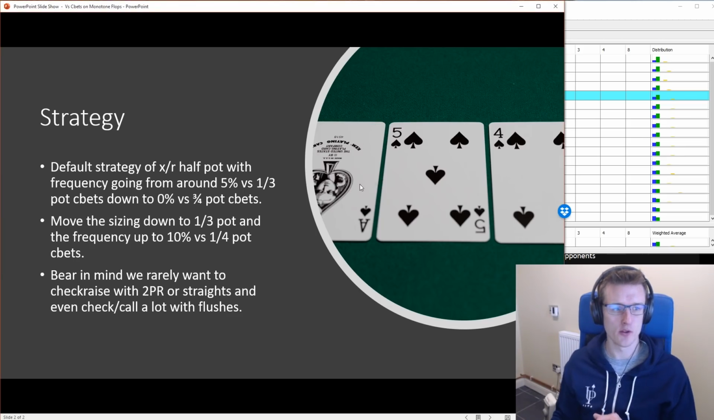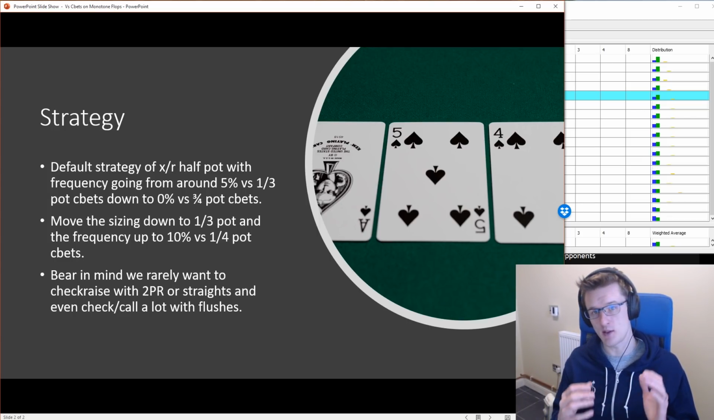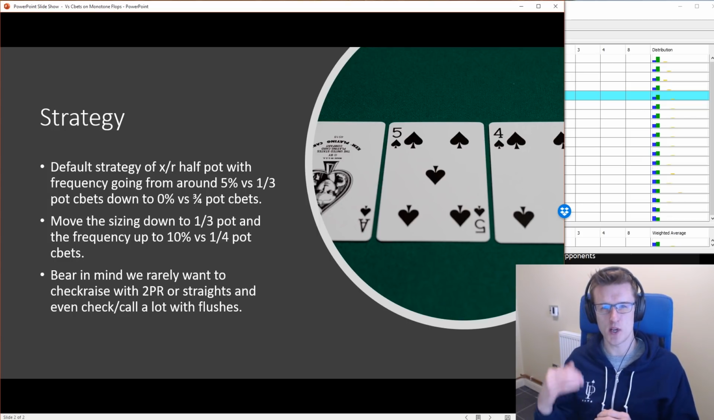And then the final thing is just to say, remember that we rarely want to check raise with two pairs or straights, and we even check call a hell of a lot with flushes. So don't be someone who is leaving your check call range far too weak when you are on a monotone flop, and also just check raising a bunch of hands that actually would have played better if you check called them. So yeah, that's going to be it. That's all for this video.